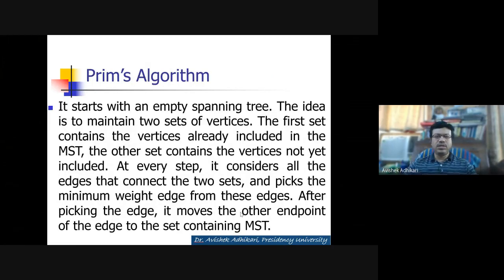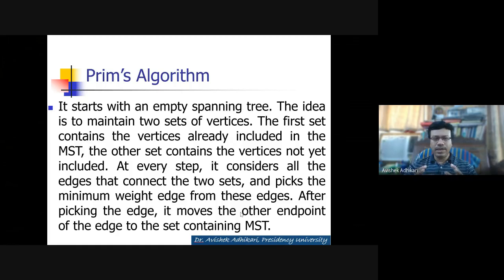Okay, so what is Prim's algorithm? What you are given is a connected graph. It starts with an empty spanning tree. So basically you start with a set, and at the end of your algorithm, that set will be your required spanning tree.